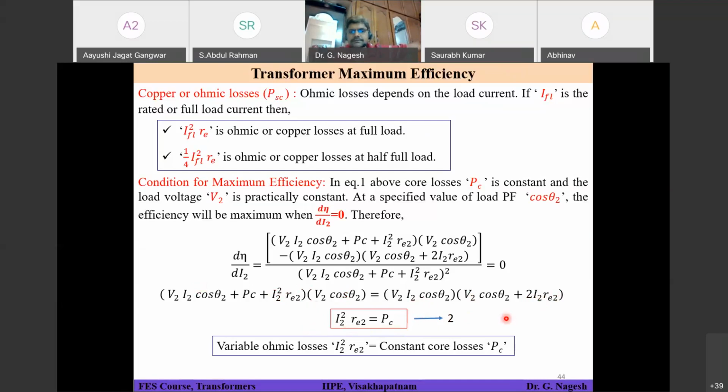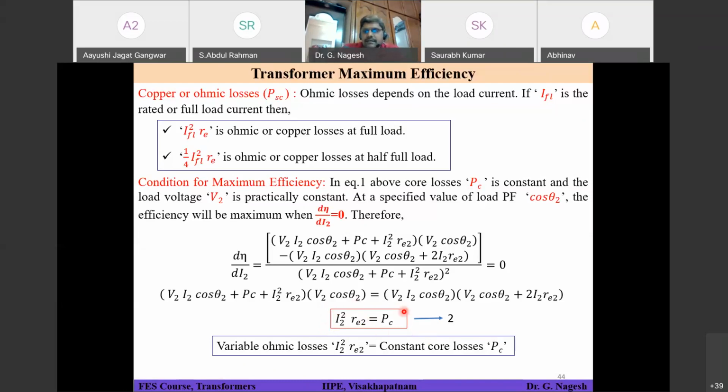Once you do the derivation, you have to shuffle on both sides and cancel whatever common terms are there. I hope you should be able to do this. If you do that, you are going to get core losses equal to copper losses. This one indicates copper loss and this is core loss.